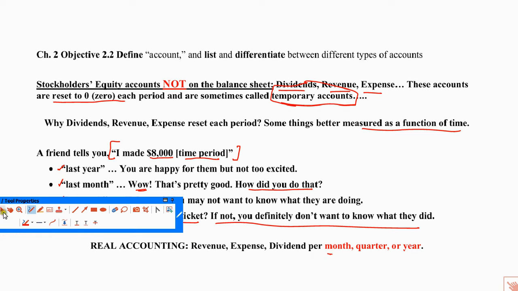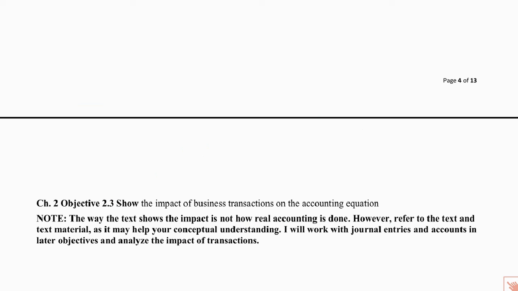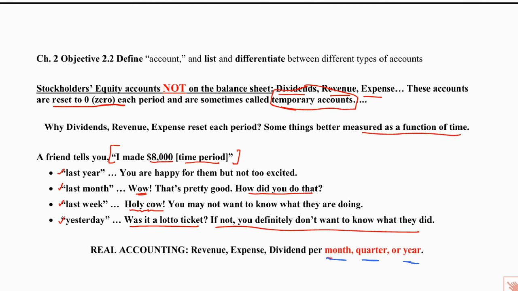And just in terms of what happens in practice, real accounting is done monthly, quarterly, or annually, by month, by quarter, by year. In some industries, like in the mutual fund industry, there are daily closings. But financial reporting is definitely quarterly and annually at a minimum. Okay, and that's it for objective 2. We'll move on to objective 2.3.